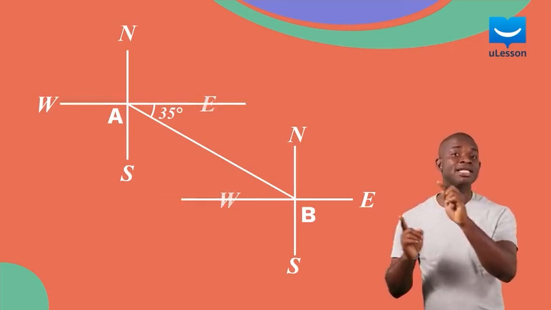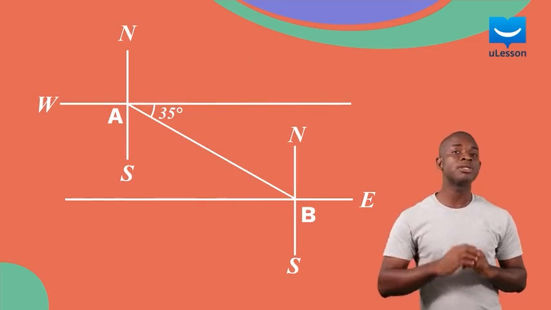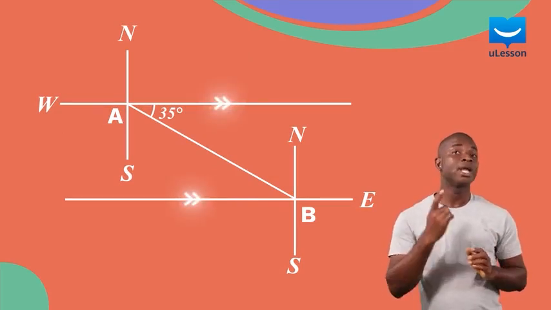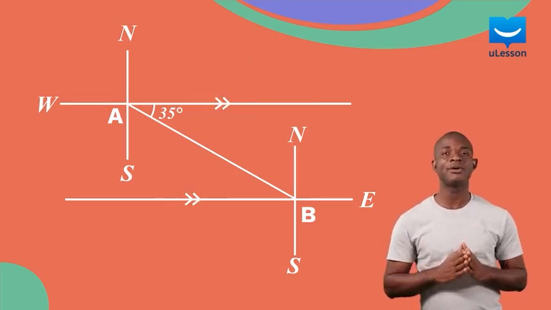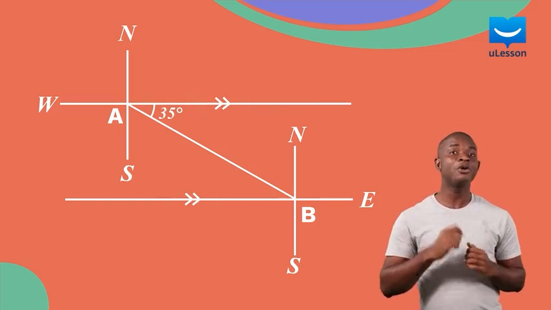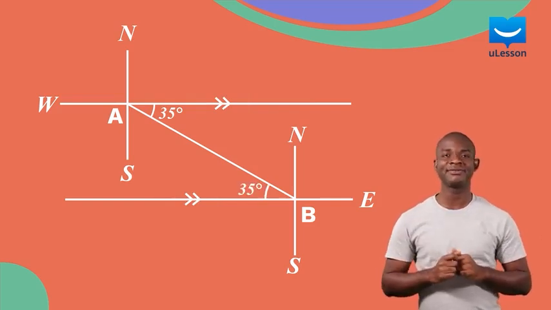If we extend these lines at both points, we will discover that they are parallel. Hence, we have alternate angles. Therefore, the angle will be 35 degrees.